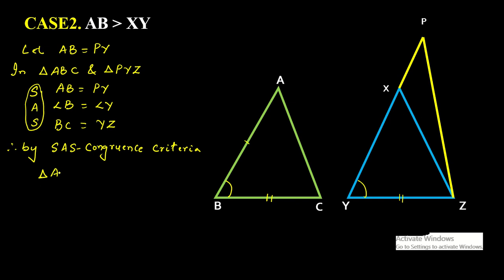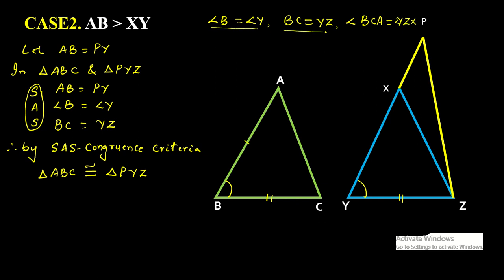So triangle ABC is congruent to triangle PYZ. That means angle B is equal to angle Y, which was our given statement. Then it was also given that BC is equal to YZ, and it was given that angle C, that means angle BCA, is equal to angle YZX. These were the given statements.